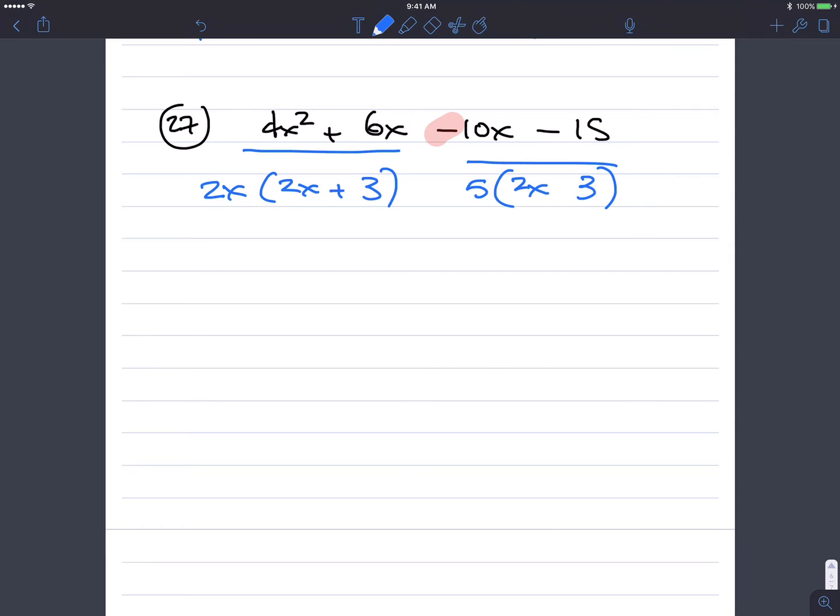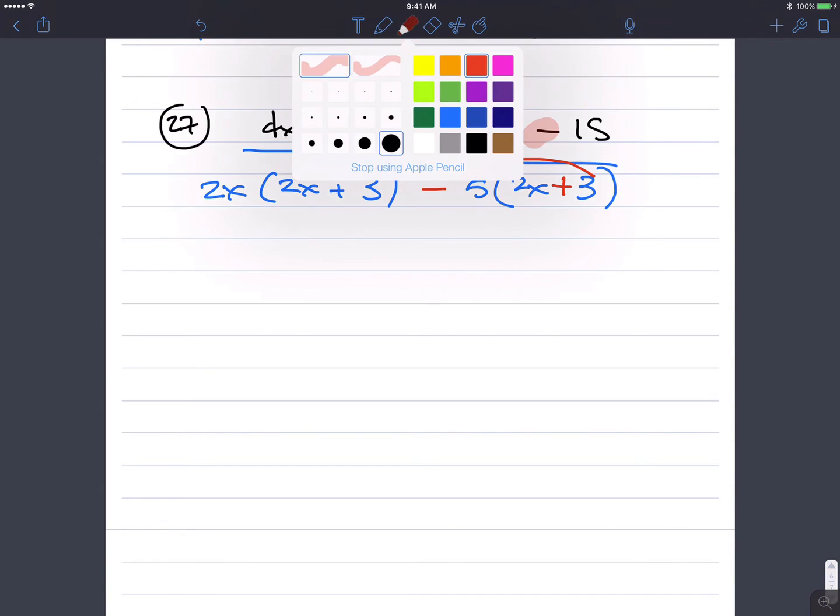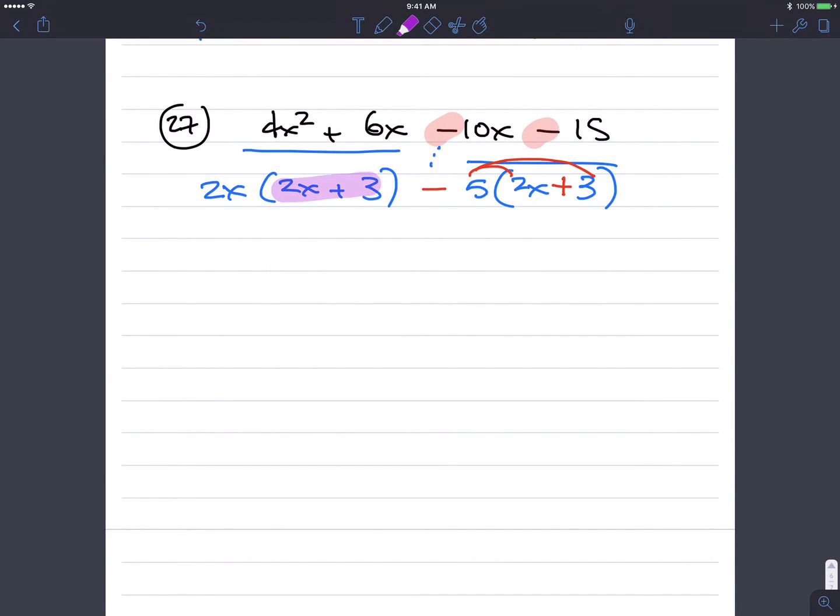3. Don't forget to bring down the what? Bring down that negative sign. But then if I bring that negative sign down, what's the other sign? Isn't it going to be the opposite of a negative, which makes it a positive? Is that true? Double check. Is negative 5 times 2x negative 10x? Is negative 5 times positive 3 negative 15? It is. So we have 2x plus 3 as the common term.